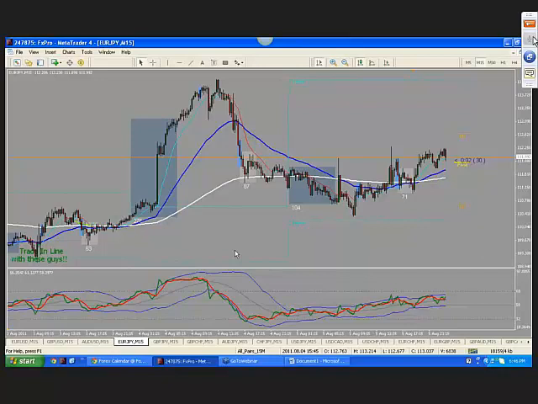Okay? Why is the water red? Oh, I've got another random indicator. Don't worry about the indicators.